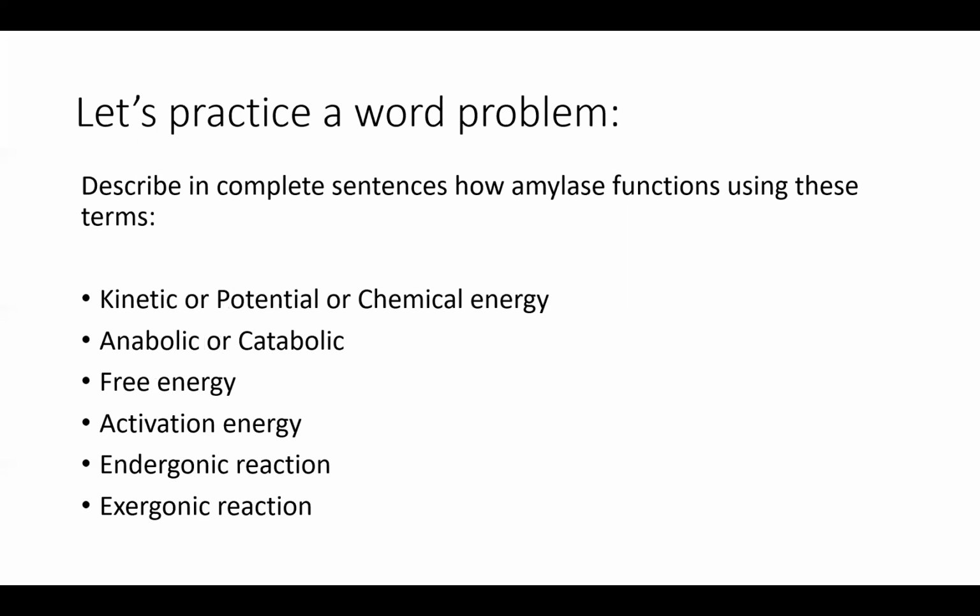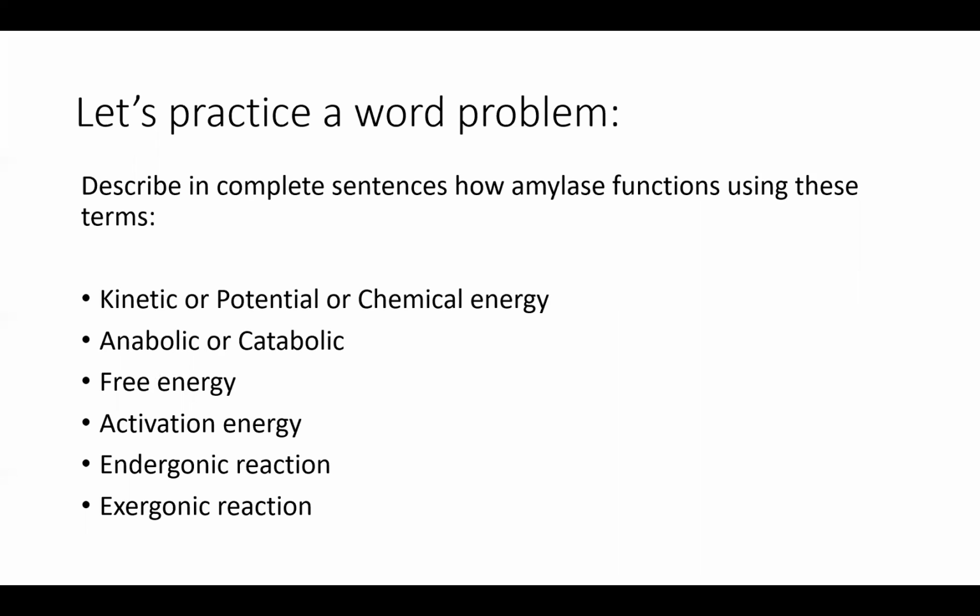Let's do another one. Describe in complete sentences how amylase functions using these terms. Kinetic energy is the energy of movement. Potential energy is stored energy. And chemical energy is potential energy that's being stored in chemical bonds. We eat food because we're going to use the chemical energy in it.